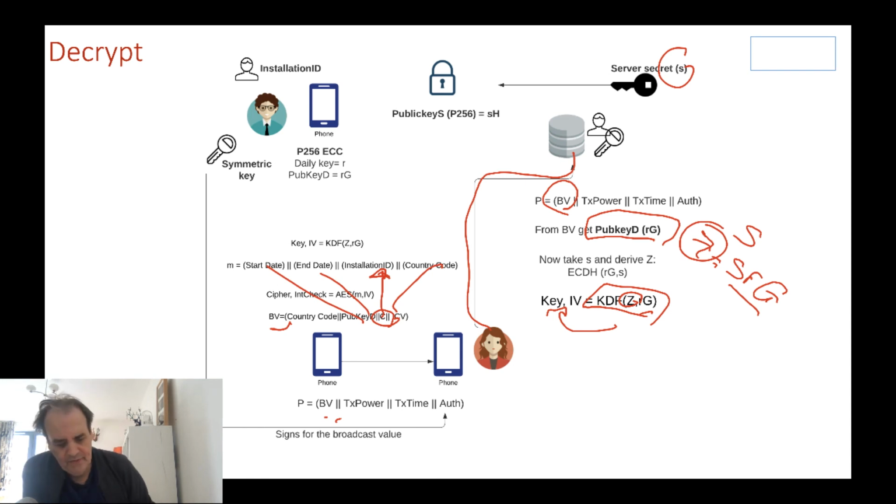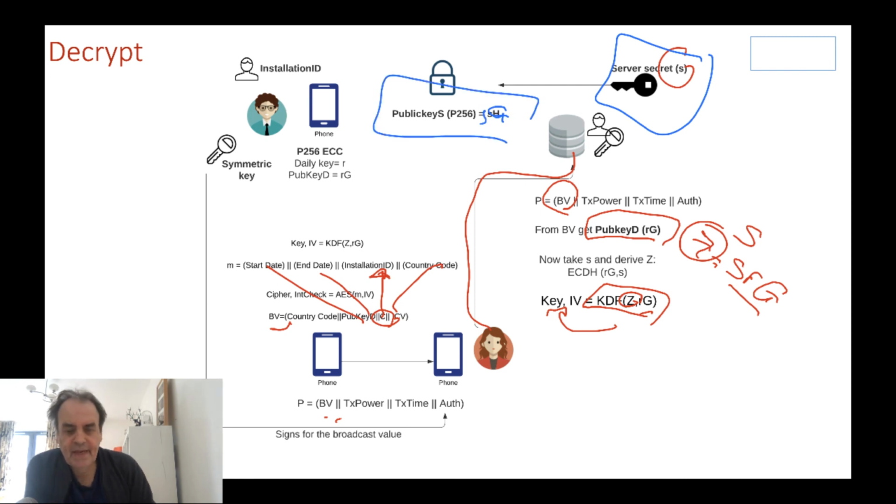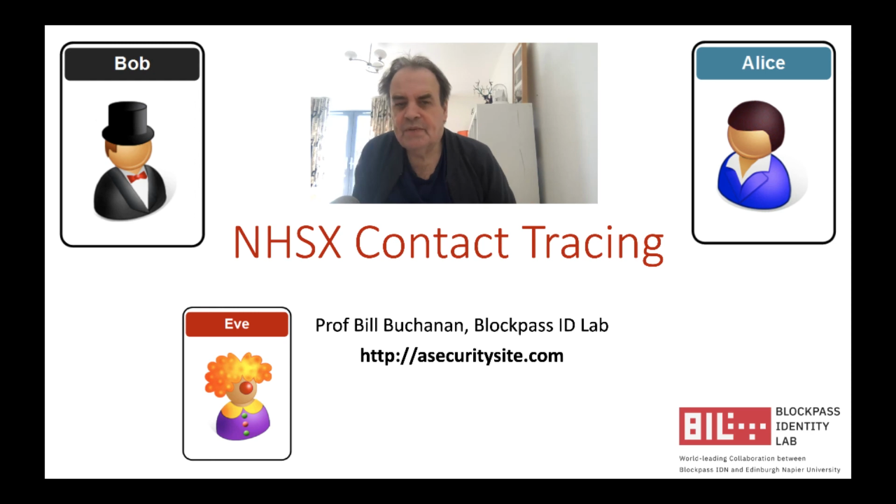So obviously one risk is that if this key here is discovered, then all of the IDs will be released. So this key needs to be stored securely. The public key can obviously be known by everyone, but the secret key needs to be unknown and private at all times. Okay, so that's been an outline of the NHSX contact tracing.